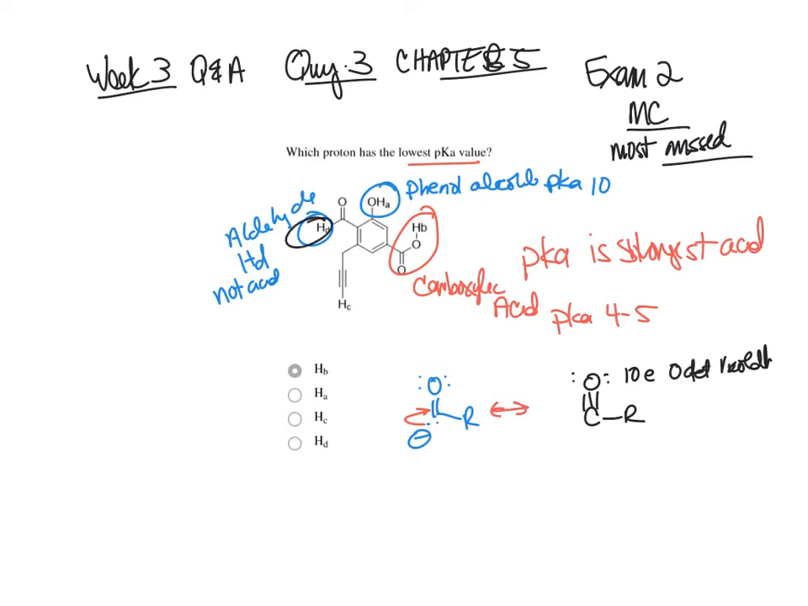This is not an acidic proton, okay? You can't even find a pKa value on it. And then this pKa value is on an sp carbon hydrogen. That's called an alkyne. And if you look that up, you'll find pKa values of 25. So if you go by that reasoning, you can see that Hb is your most acidic proton.